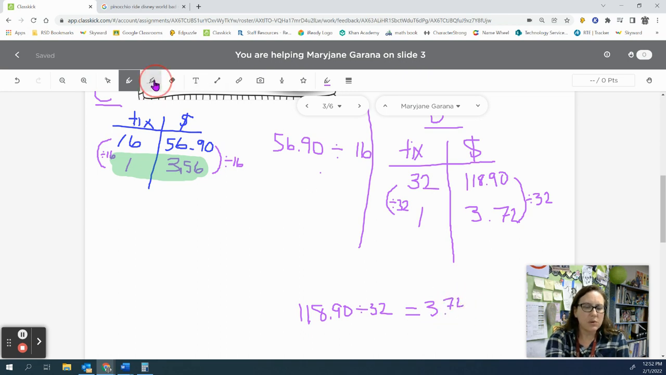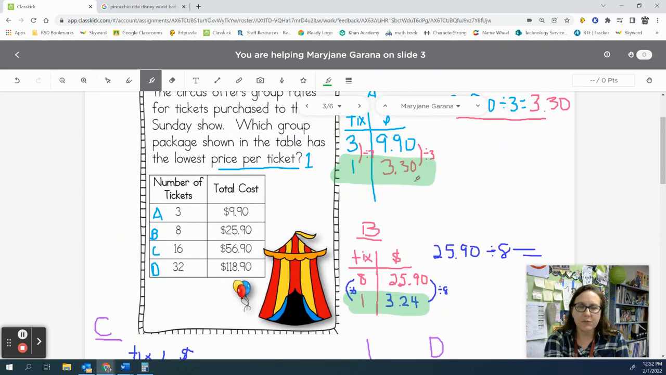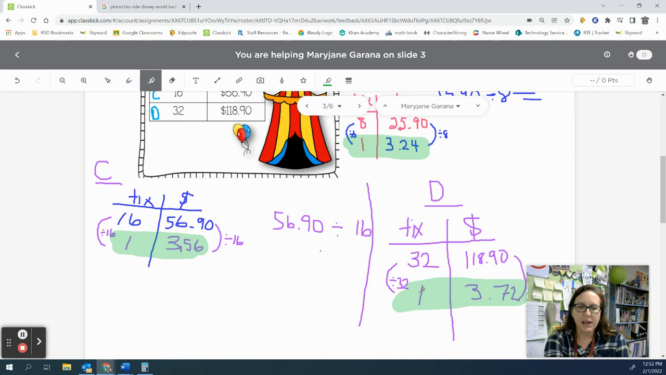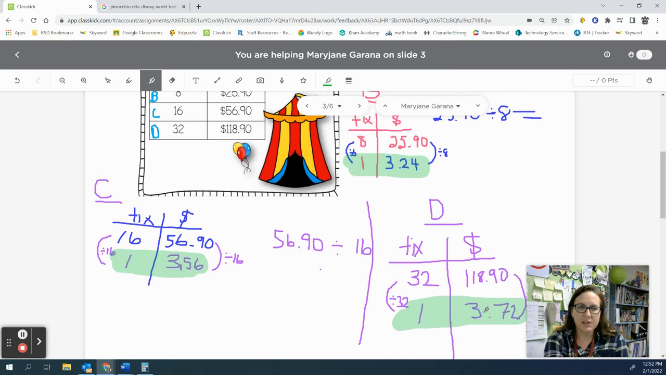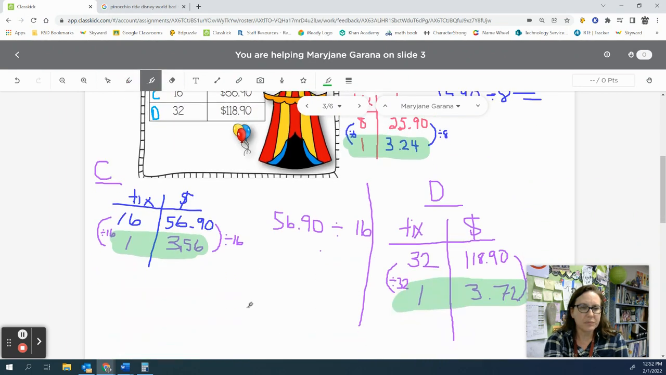So now we have to go back to the question. We figured out the unit price for all of the packages. Now we need to figure out which one of these packages has the best deal. Package A is one ticket for $3.30. Package B is one ticket for $3.24. Package C is one ticket for $3.56. And package D is one ticket for $3.72. So by looking at the cost, package B has the better deal.